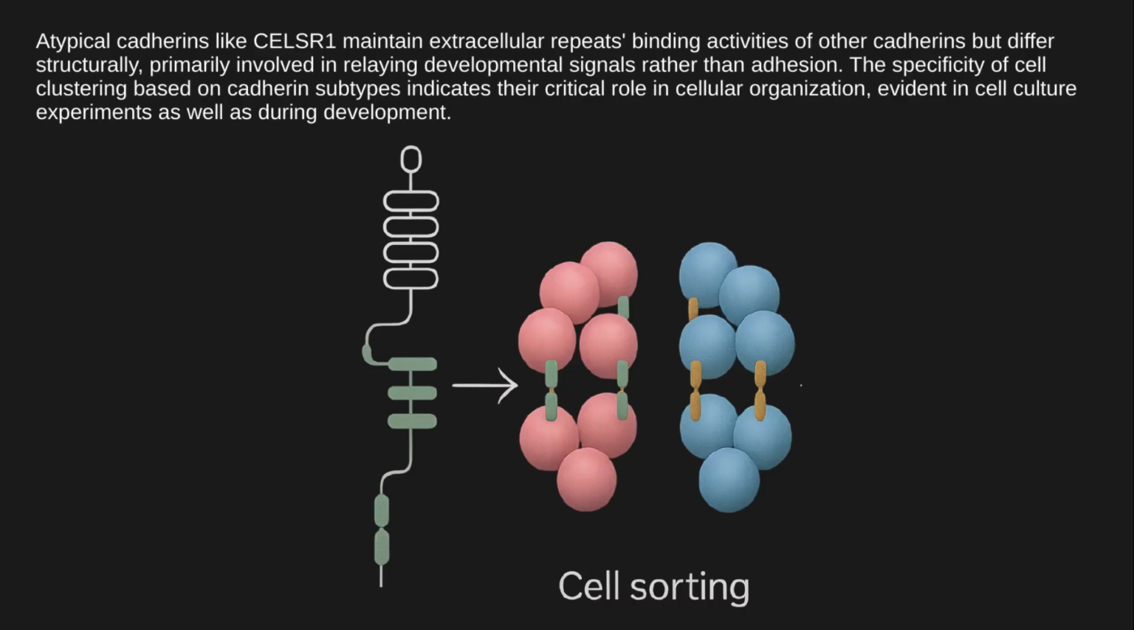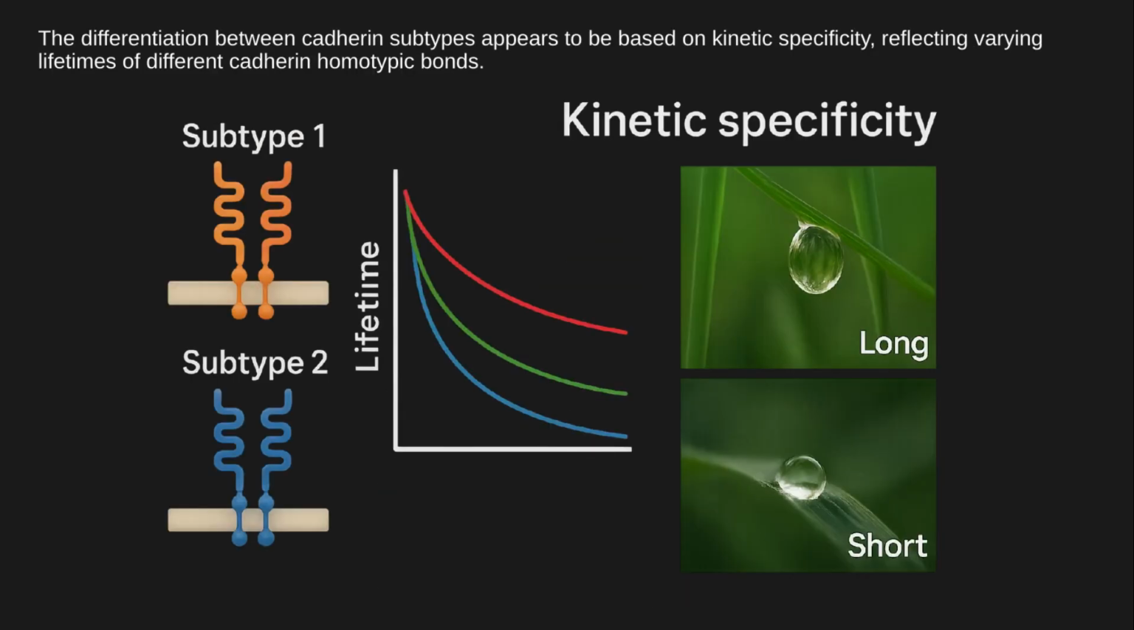signals rather than adhesion. The specificity of cell clustering based on cadherin subtypes indicates their critical role in cellular organization, evident in cell culture experiments, as well as during development. The differentiation between cadherin subtypes appears to be based on kinetic specificity, reflecting varying lifetimes of different cadherin homotypic bonds.